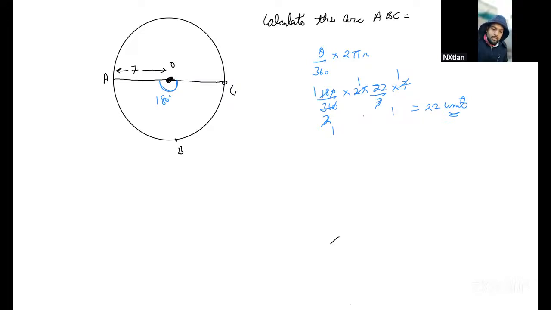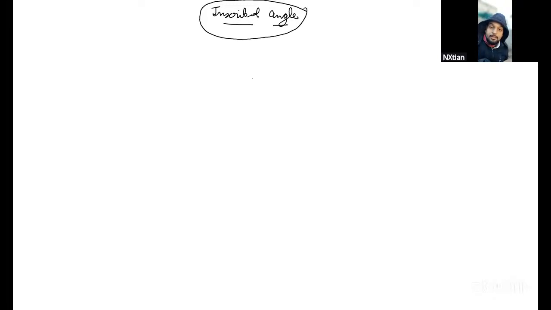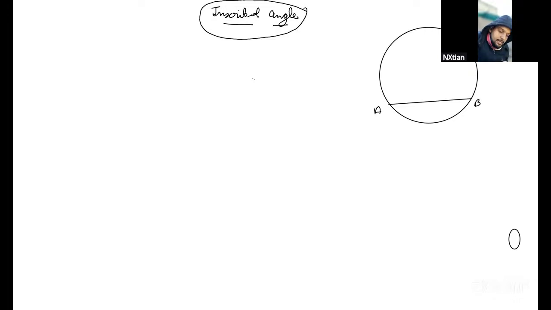Okay, now we'll do the next topic, which is inscribed angle. Inscribed angle is basically the angle which is created on the circumference. Repeat after me: the angle which is created on the circumference is called inscribed angle. For example, this is a circle, and this is a chord AB, and that chord AB creates an angle on the circumference. The angle which is on the circumference is called an inscribed angle.